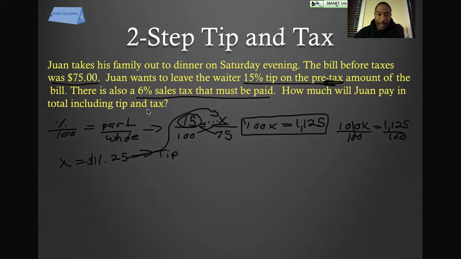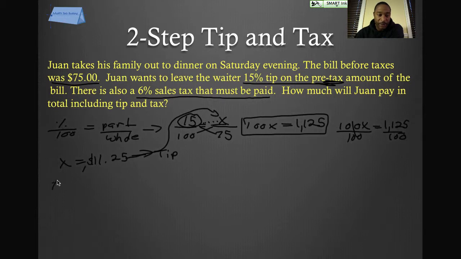Okay, but whoa, there's also a 6% sales tax that must be paid. Now the tax, we have to leave 6% sales tax of the 75. So we still have to use our original price. Remember, this is not like we're getting two discounts where we subtract that first and get our sales price. That's not what this is. In this situation, we still are using the original price, 75. So now let's find the taxes.